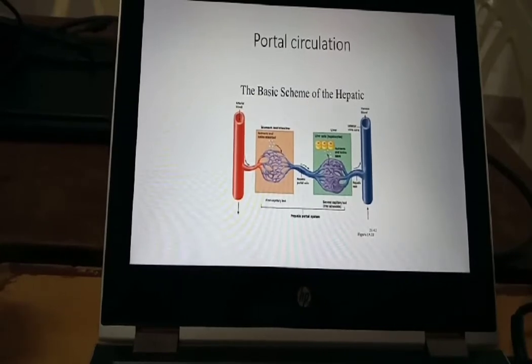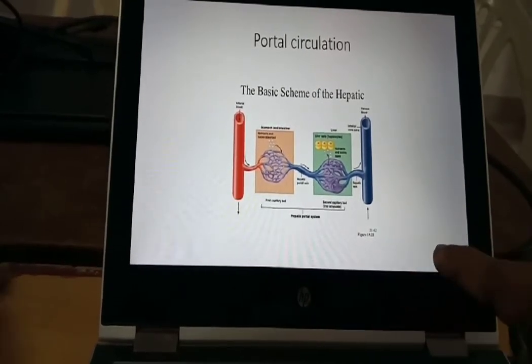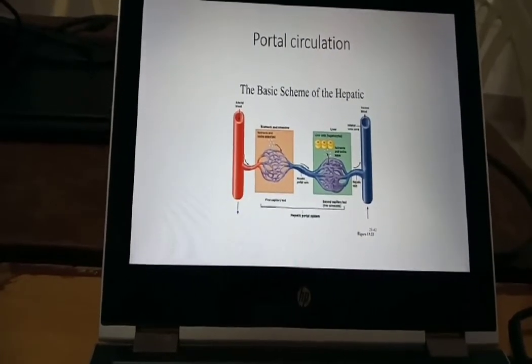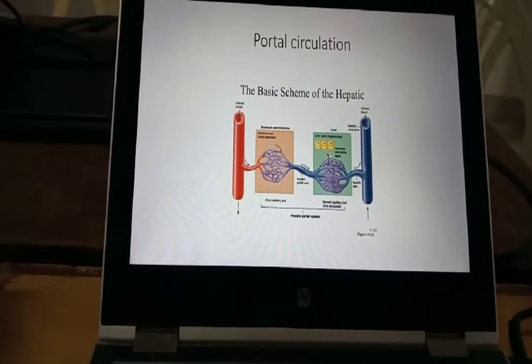And notice there is no heart in between, there is no pump in between. So this is called a portal vein. It is called a portal system. From there, it goes into the hepatic vein. The nutrients and the toxins leave the capillary system, and then it goes into the hepatic vein, and the hepatic vein carries the venous blood to the right side of the heart, where it will be pumped. So between these two sets of capillaries, there is no pump, there is only a hepatic portal vein.